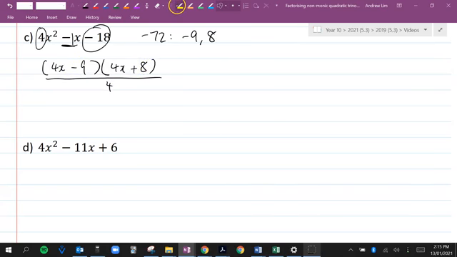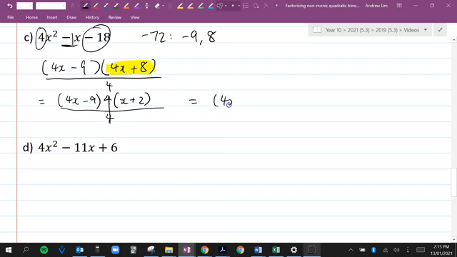I can't factorize the first one, but I can factorize the second one. So that leaves me with 4x minus 9. I'm going to factorize out a 4 from the second one. That leaves me with x plus 2 all over 4. And these 4's cancel each other out. So my final answer, 4x minus 9 times x plus 2.